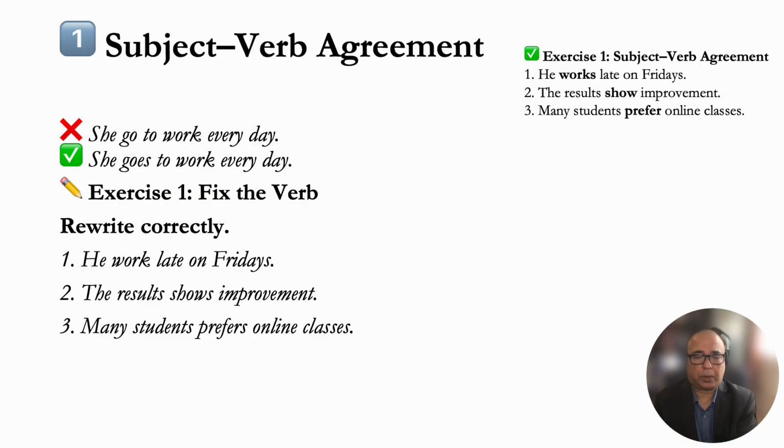Okay, the answers are, he works late on Fridays. The results show improvement, not the results shows. Many students. So there's more than one student, right? 3, 4, 10, 15, many students. So because the subject is a plural noun, the verb cannot take the S, the third person singular marker. A student prefers, and many students prefer. That's a subject-verb agreement rule in English.